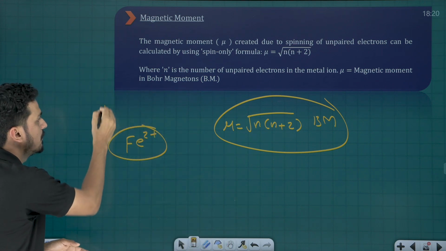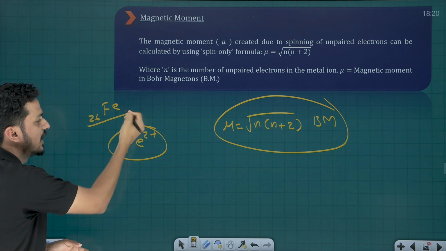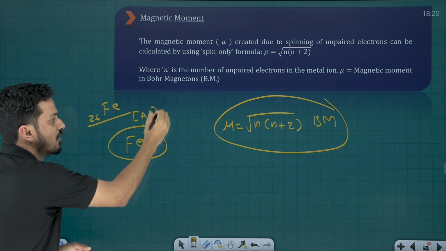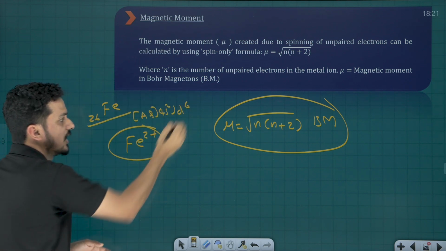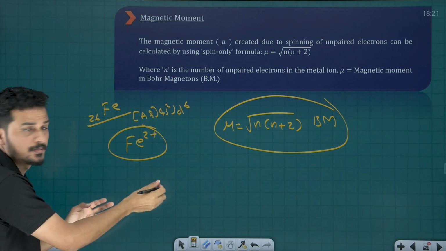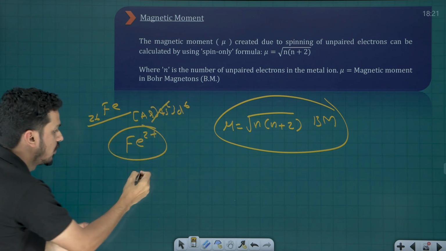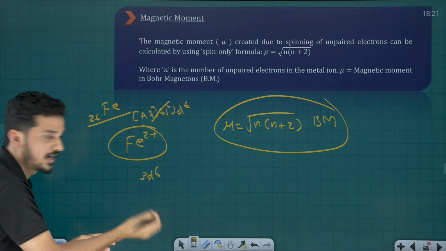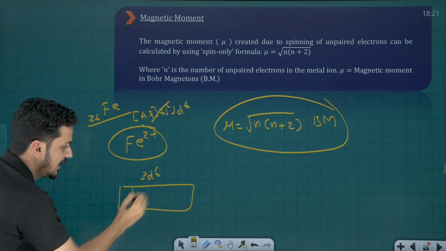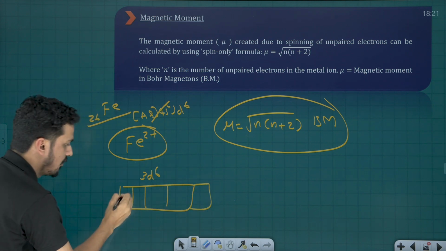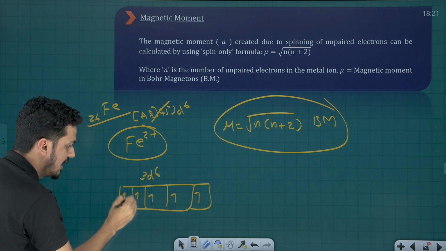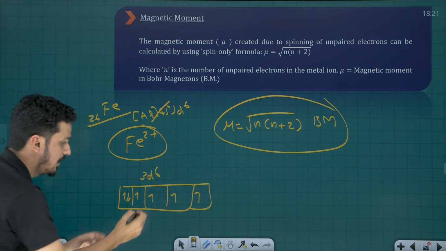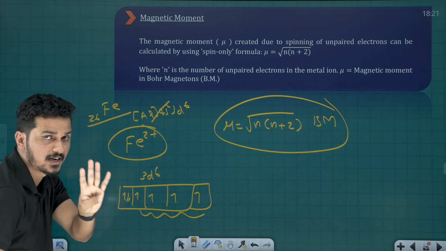Fe2+ means iron, atomic number 26. Electronic configuration: Argon 4s2 3d6. Fe2+ means 2 electrons are missing, so only 3d6. How many unpaired electrons are there? 3d means 5 orbitals. 1, 2, 3, 4, 5, and 6 electrons are there in that. But how many unpaired? 4 unpaired electrons are there.